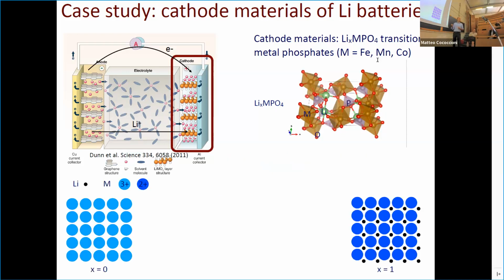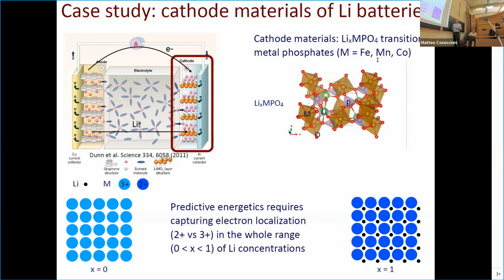So let me use a cartoon in order to remind you of this. I will use this color for the 3+ form of the transition metal, and this darker color for the 2+ state. So you see, when lithium is in the structure, the transition metal is 2+, because lithium is providing the extra electrons to the oxygen. And when there's no lithium in the structure, the transition metal has to provide electrons, so it's in 3+.